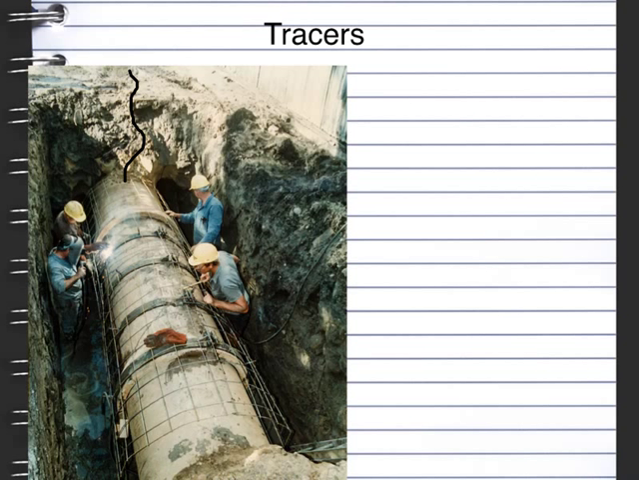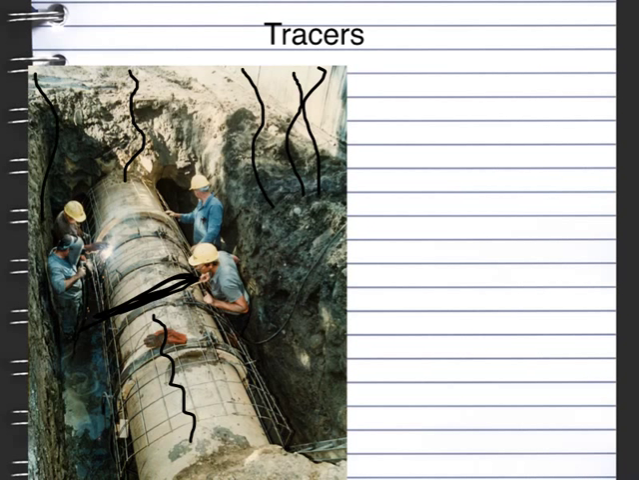Now if there was a blockage, let's say here, then there would be no tracer along here, so they could say, right, let's dig up this section and we can change this. Also, if they were starting to get radioactive traces here, then they could say there's a leak here as well.